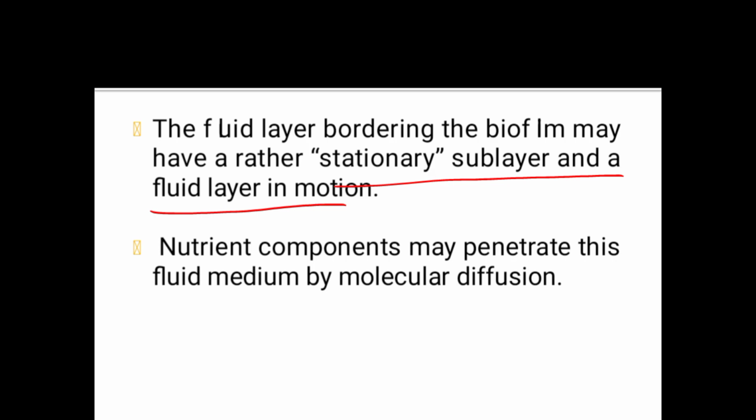Then molecular diffusion of nutrients. In the presence of very strong flow near the biofilm, the nutrients will not move inside the biofilm directly. Instead, they will penetrate slowly through molecular diffusion, which is passive movement from higher to lower concentration.